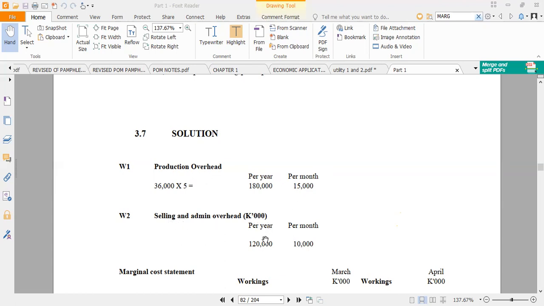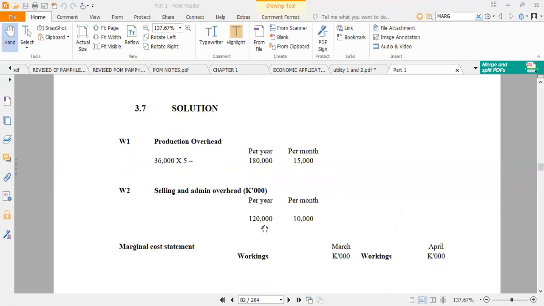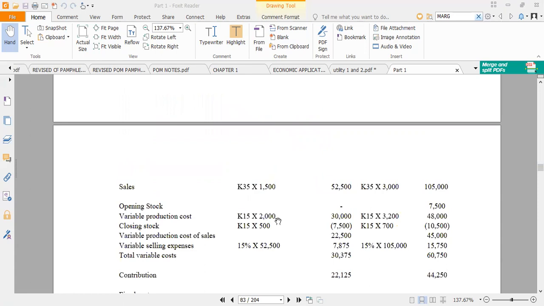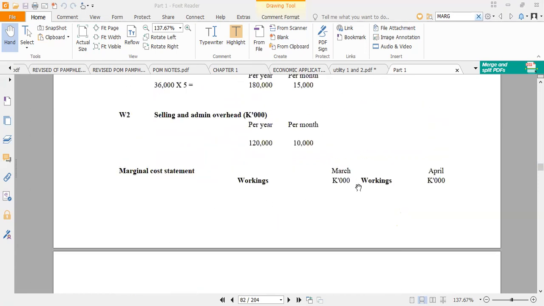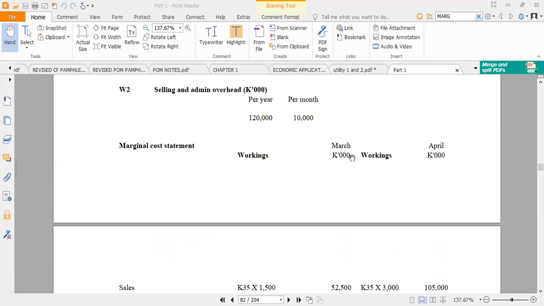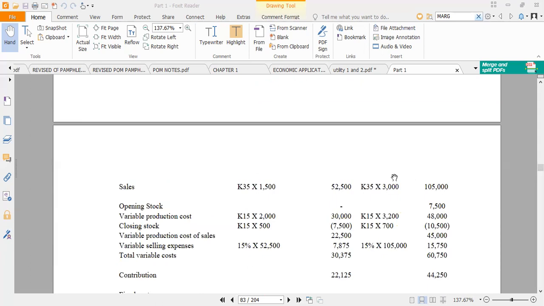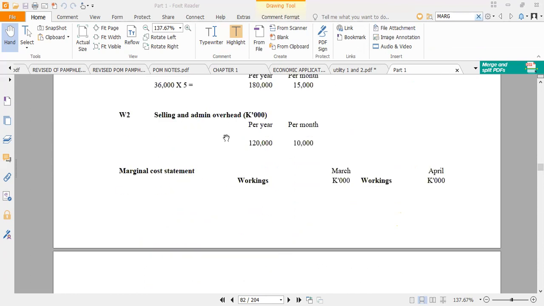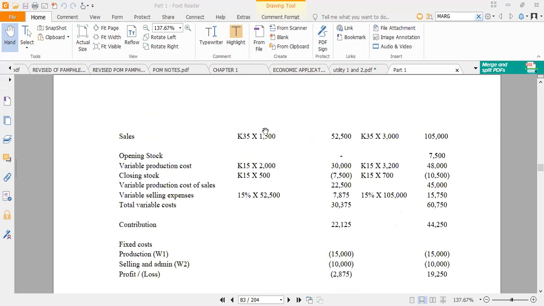Selling and administrative was 120 million, dividing by 12 is 10 million, or 10,000. All right, so getting down to the marginal costing statement, we are going to say sales is 35. This is for March and April. For March, the sales was 35 multiplied by 1,500. They rebased here, so 35 multiplied by 1,500, we're getting 52,500 for March.